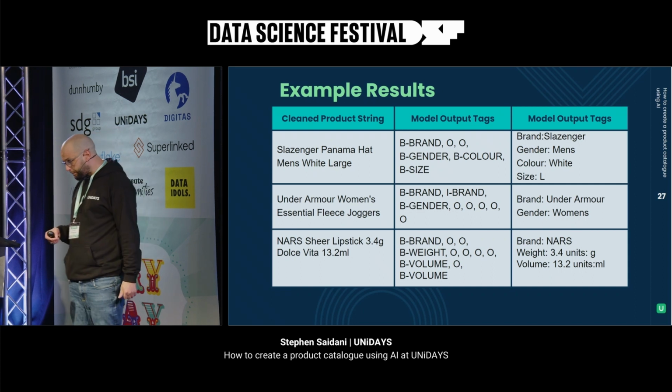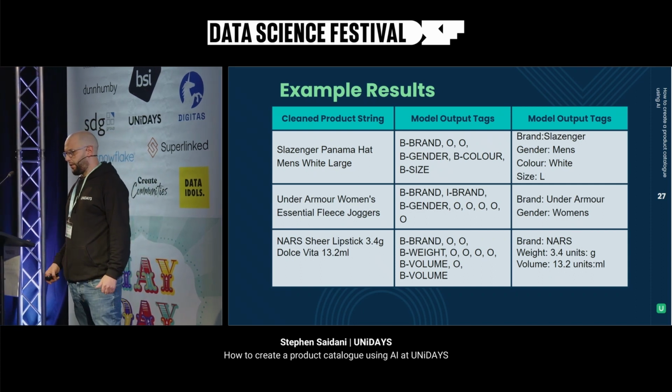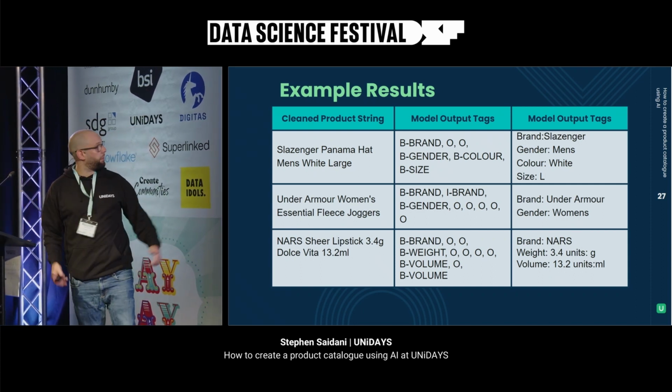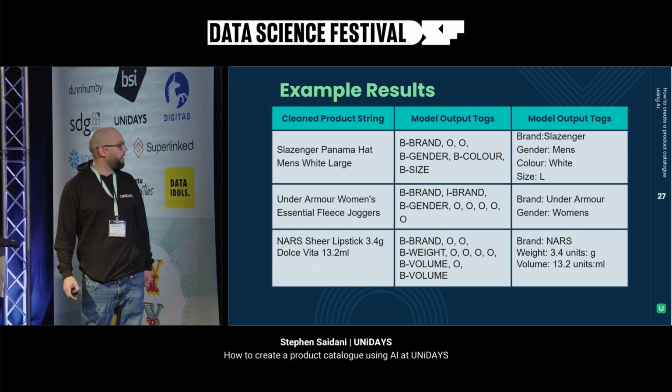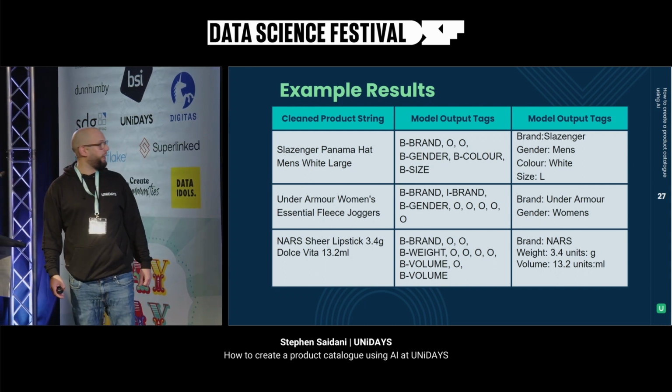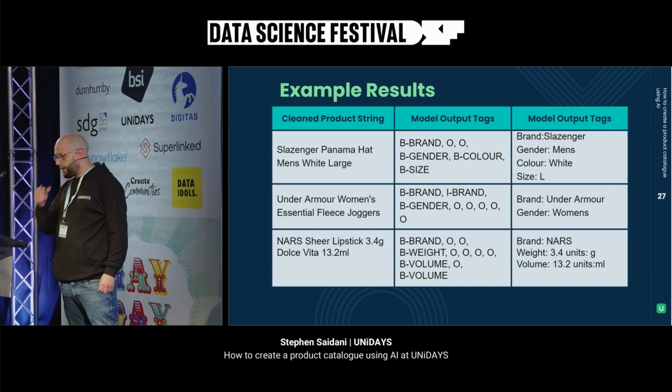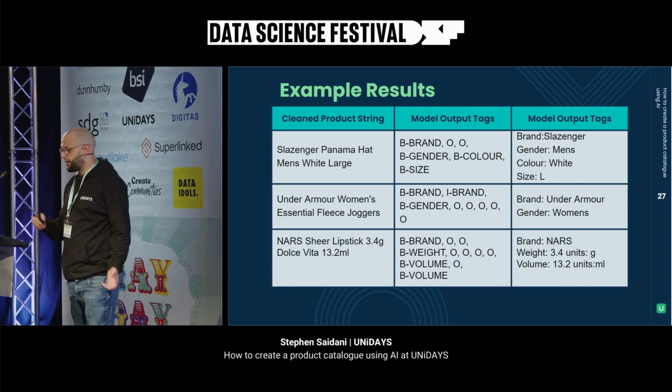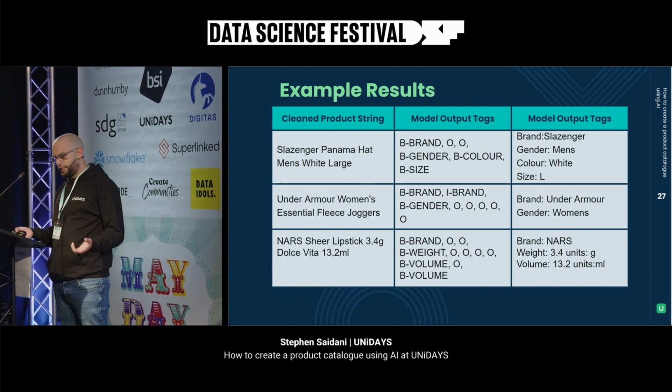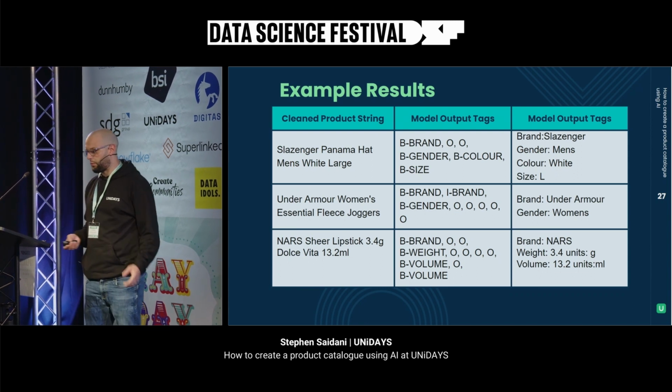to ensure the standardization, which means that our analysts and our systems will be able to easily define and understand all of that. Again, in the second one here, you can see a nice example of the inside-outside, beginning-inside-outside output there with Under Armour as the brand, and then the only other thing in there is women's, and then the rest is just the actual product.